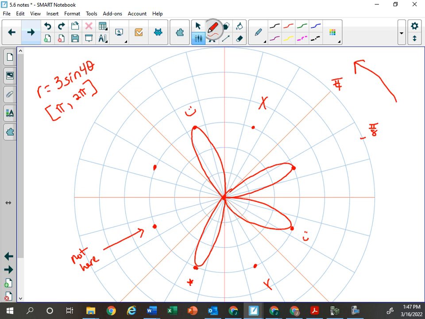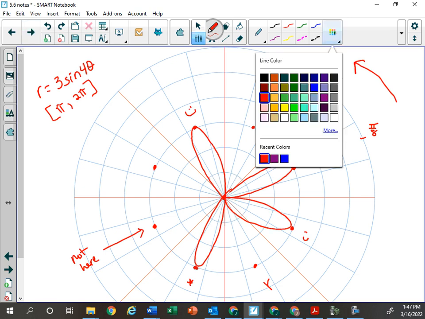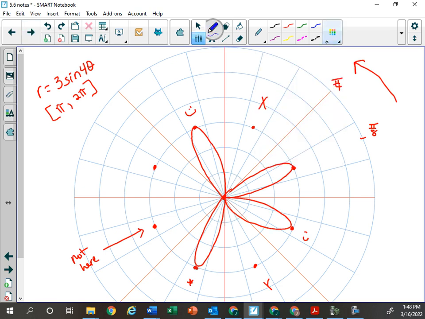It's a little off. Okay, that's 4 petals, so everything that's left will actually be my answer. So your answer is here. Ooh, my petals are not exactly equal, but you get the idea. So the blue is the answer.